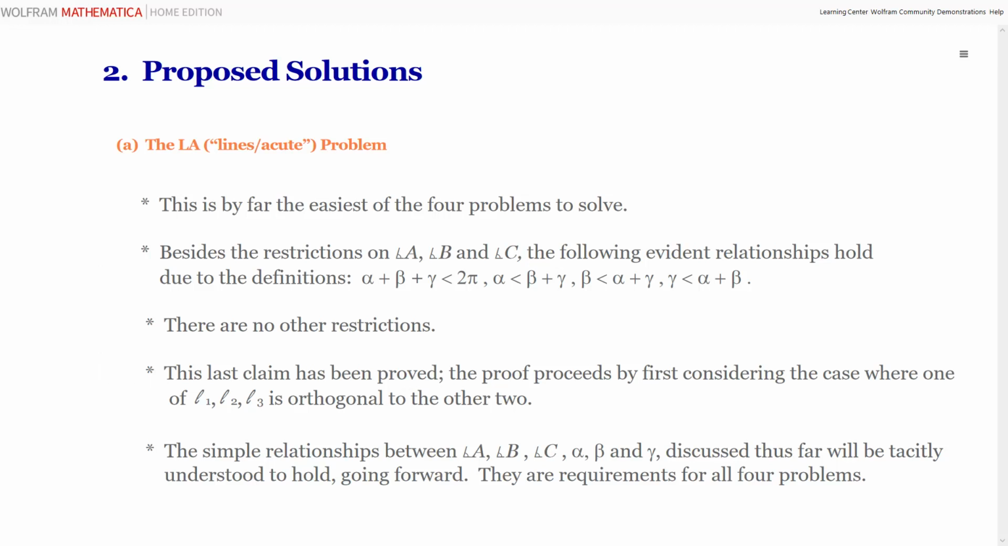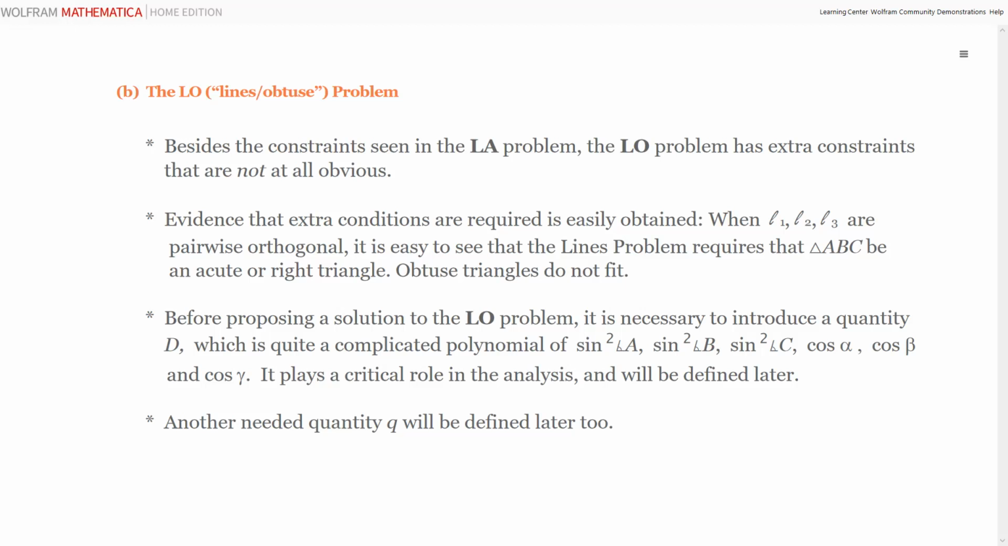The claim that no further restrictions are needed for the LA problem is, for me, not obvious. I tried to find an obvious solution, a trivial solution, if you like. I did not. I succeeded in finding a somewhat slightly tricky proof. So I believe that I have proved it. In fact, everything concerning the LA problem, I assert, has been proved. That is not going to be the case with the other problems. Let's move on to the LO problem.